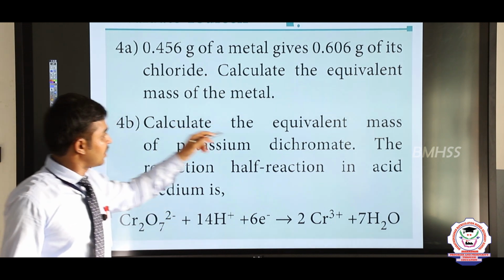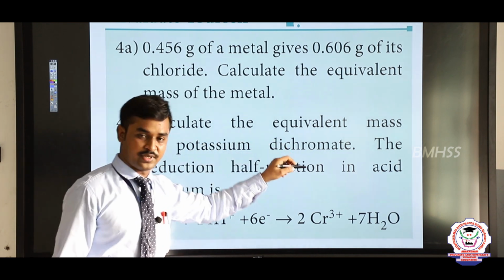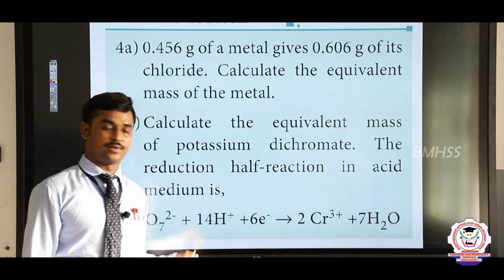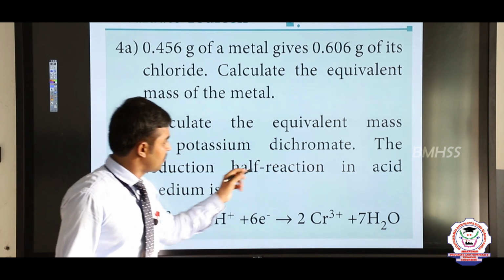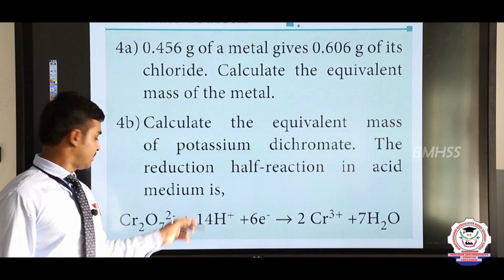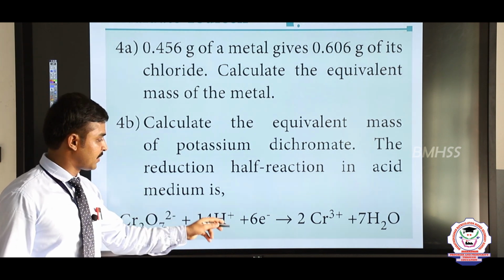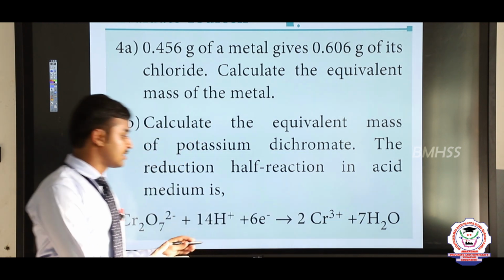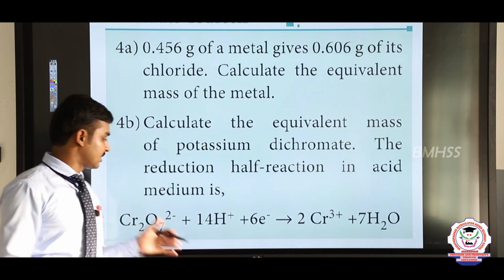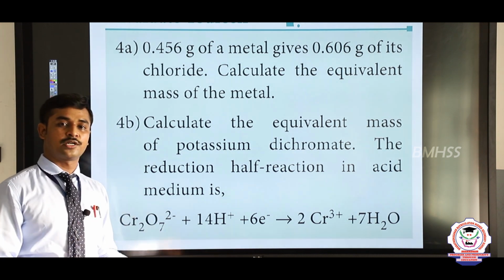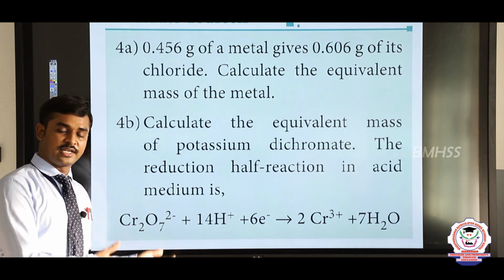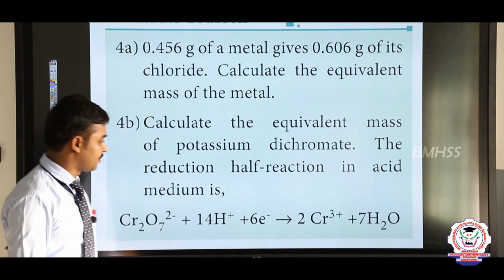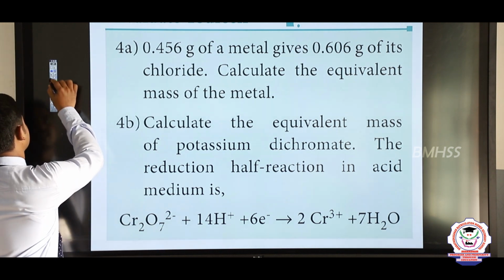The second sum is to calculate the equivalent mass of potassium dichromate. Just now we saw potassium permanganate; here they give the potassium dichromate formula and the reduction half reaction in the acid medium: Cr2O7 2- + 14H+ + 6 electrons gives 2 Cr3+ + 7 H2O. The reaction is already given, so it is easy to find the number of electrons released, which is 6.